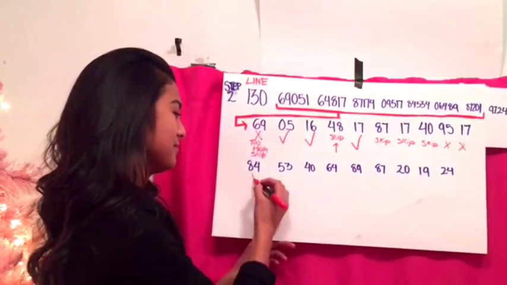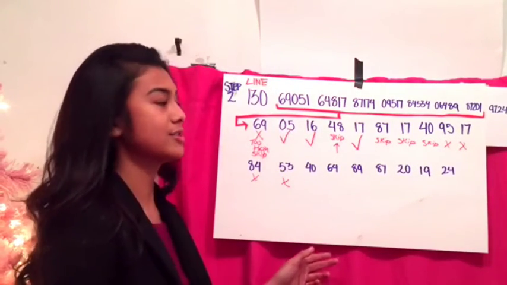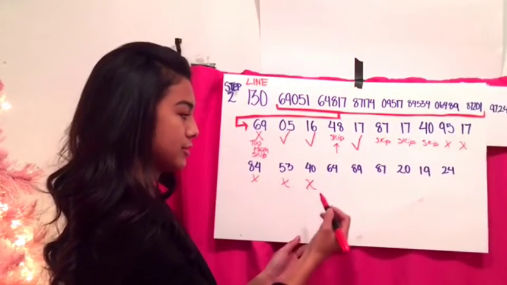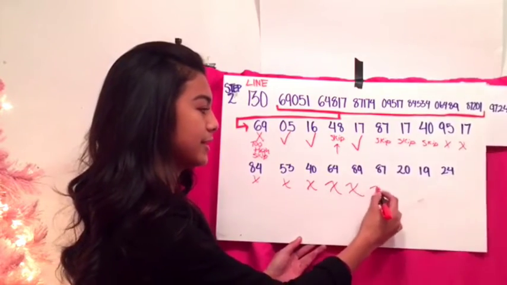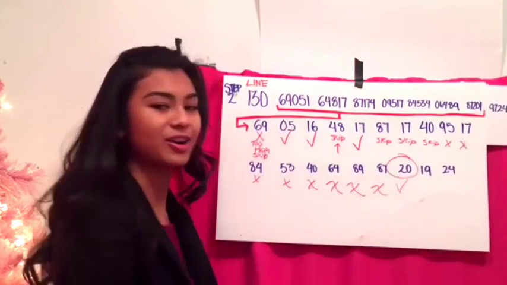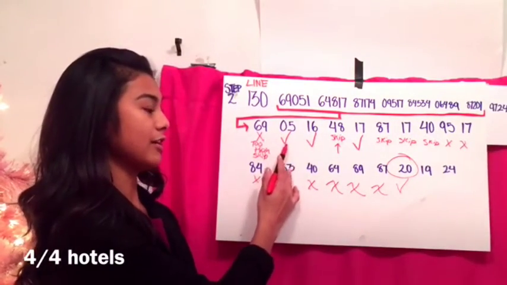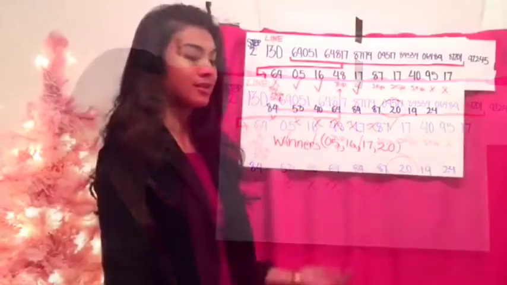84, too high. 53, and you're going to notice that you can keep going until you run out of numbers. Another skip, does not fall between 01 and 28. Another skip, until we get down to 20, our final check mark. Now we have all 4 hotels at 05, 16, 17, and 20.